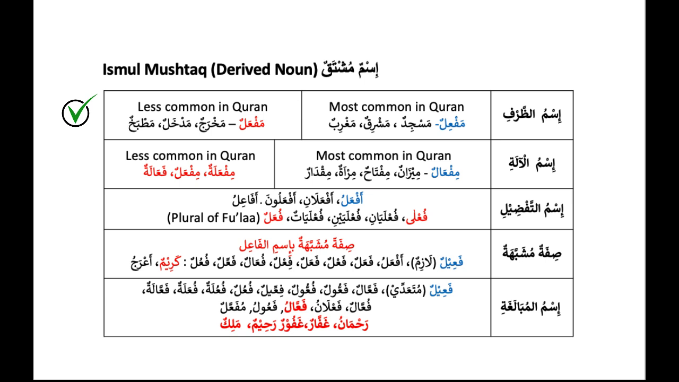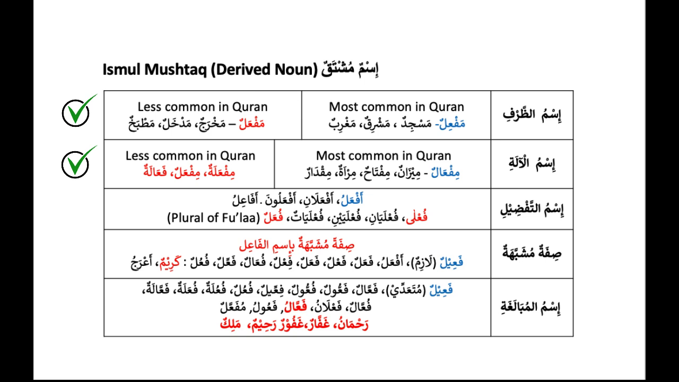One is maf'ilun, the other one is maf'alun. Example of maf'ilun: masjidun, mashriqun, maghribun. Maf'alun example is makhrajun, madkhalun, matbahun. Ismul Ala. Most common pattern is mif'alun, and examples are mizanun, miftahun, mir'atun, miqdarun.